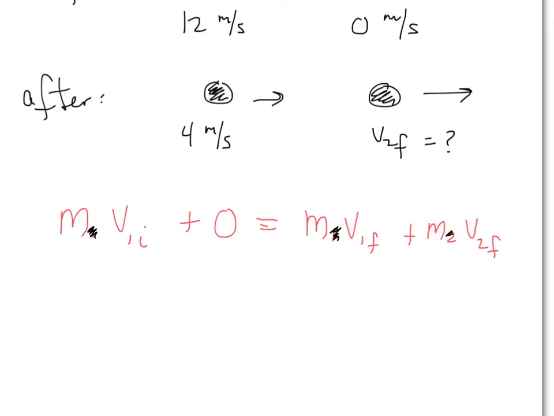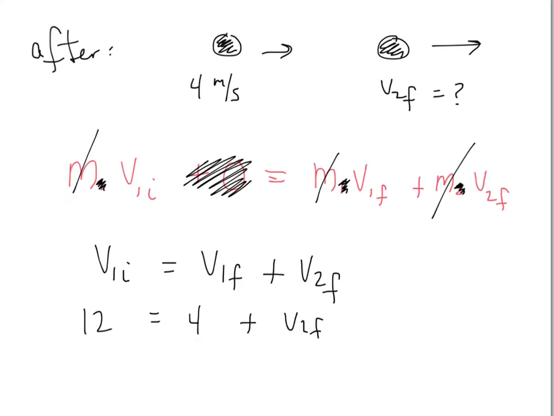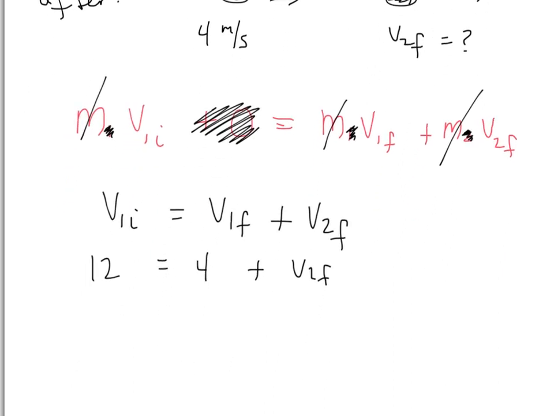The 0 has no effect on the problem because you're adding 0. So notice, every term has M in it, and that's where Ed was mentioning that they drop off. The mass is in all 3 terms. So as a result, you get V1I equals V1F plus V2F. Well, this is 12, this is 4, and this is unknown, and it's easy to do simple math. It must be 8. Okay, 4 plus 8 is what gives you 12.